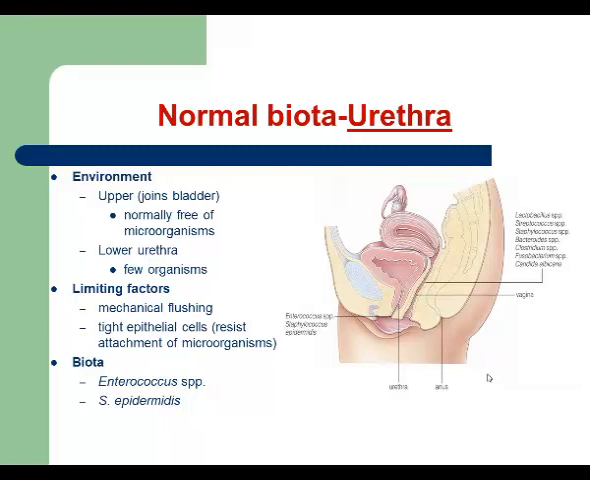Second limiting factor: the epithelium that lines the urinary tract consists of epithelial cells that are very tight, very close to each other. Because they're so close to each other, they become resistant to attachment of microorganisms. Normal biota of this area will be represented by Enterococcus species and Staph epidermidis.